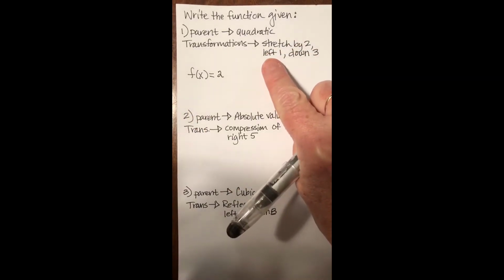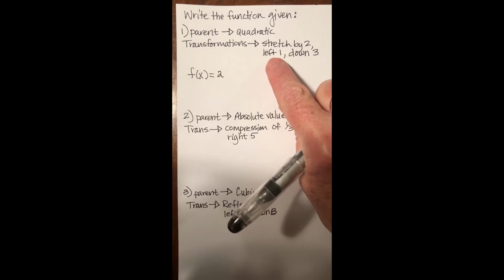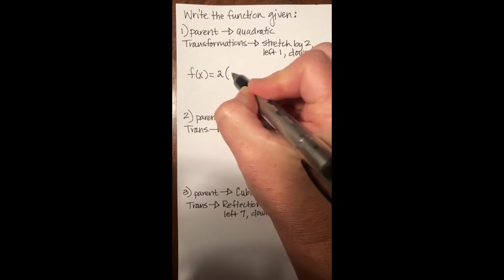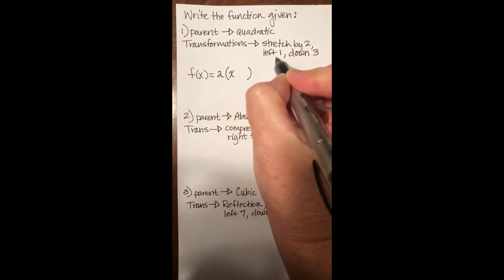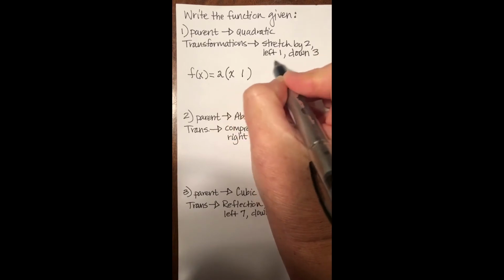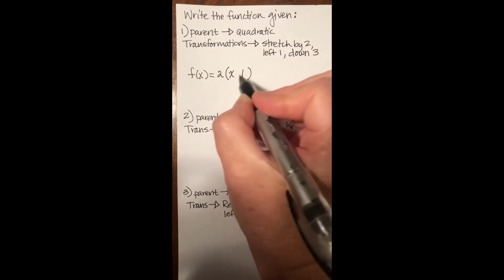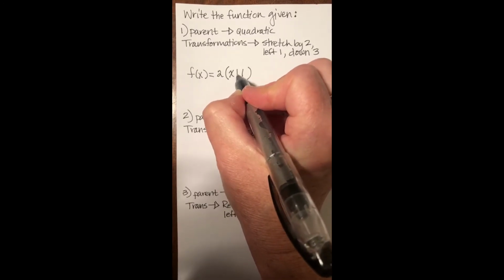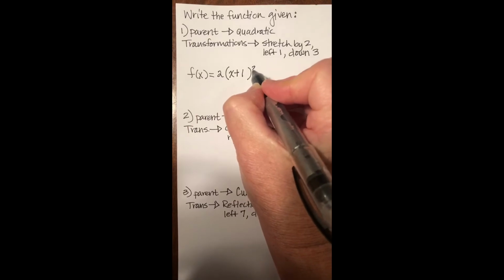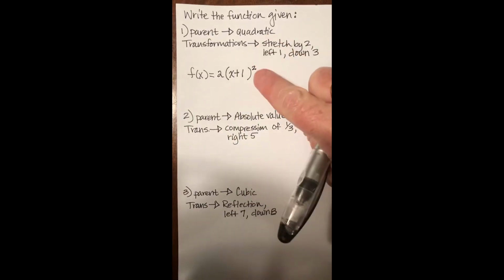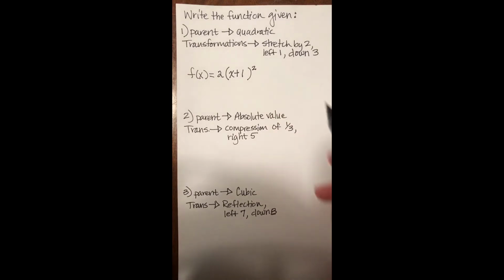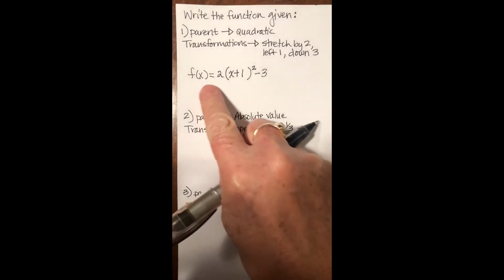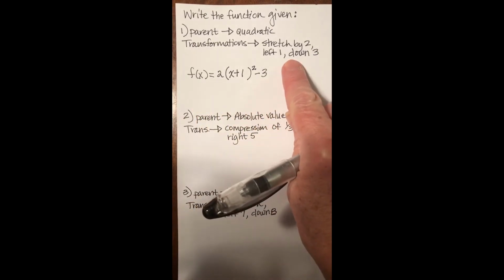Now I also see that I have a left and a down movement. Any left or right movement is always going to be inside a set of parentheses with x. So x, and it's left 1. But remember, any left or right movement as the transformation becomes the opposite sign in the equation. So instead of -1, I'm going to put +1. And then I can put that 2, which makes this a quadratic, on the outside of that parentheses. The last thing I need to write is the down 3. And there is the equation for the parent function with these transformations.